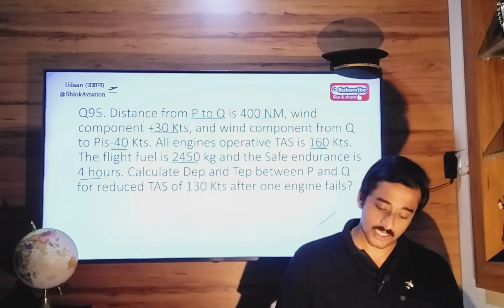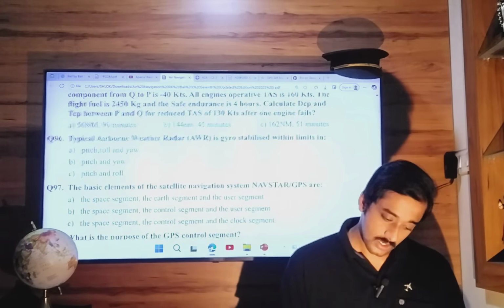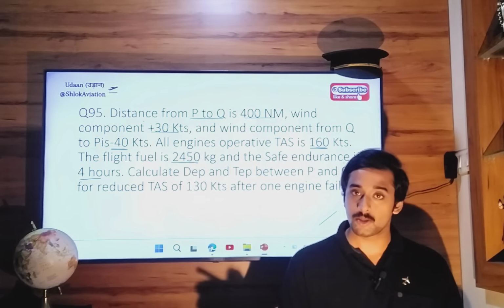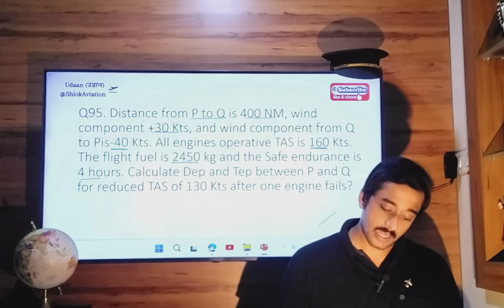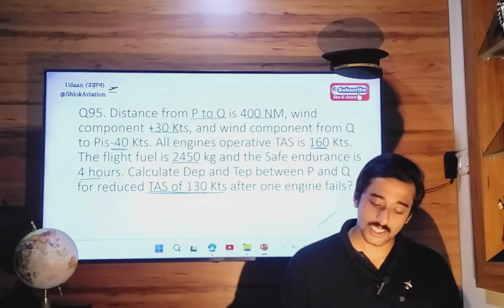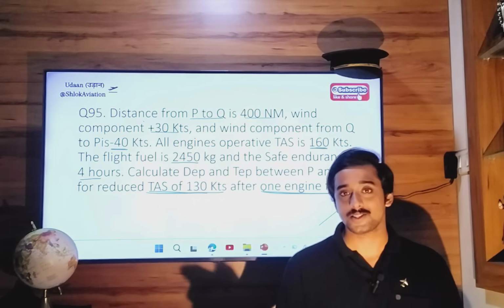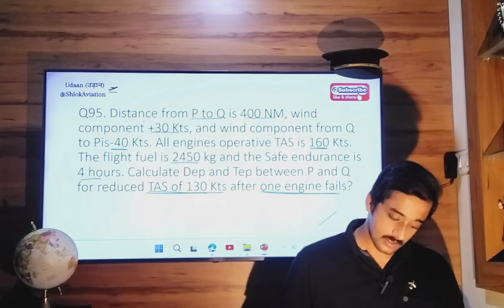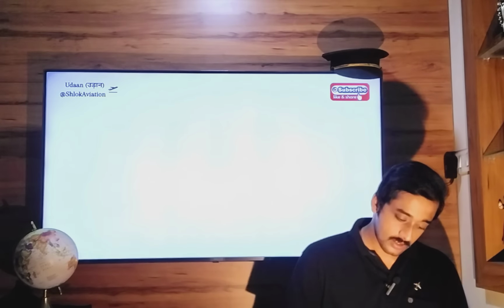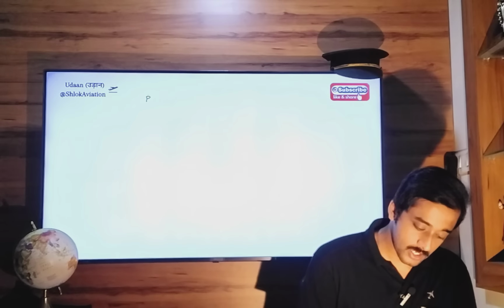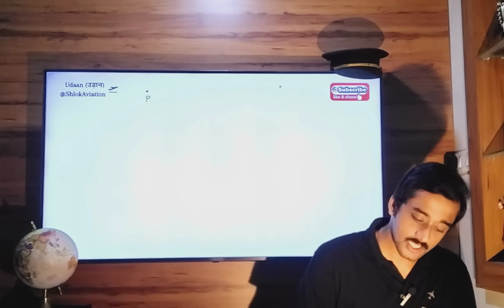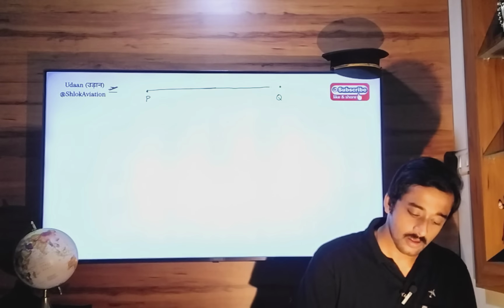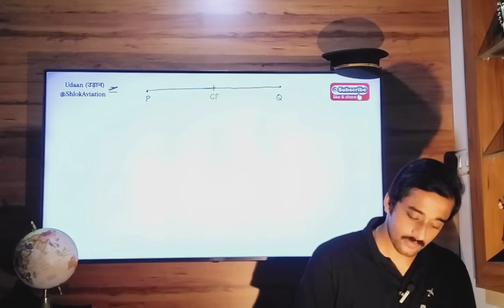Calculate distance to critical point and time to critical point for reduced TAS of 130 knots after one engine fails. So let's say this is your departure, this is your destination, and here is your critical point.